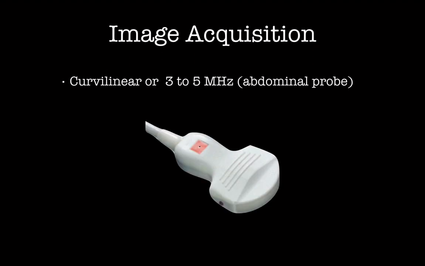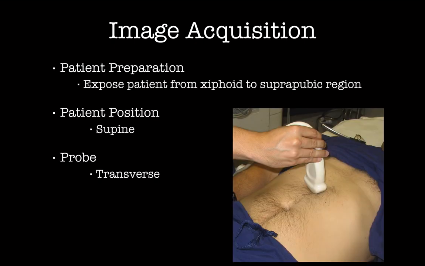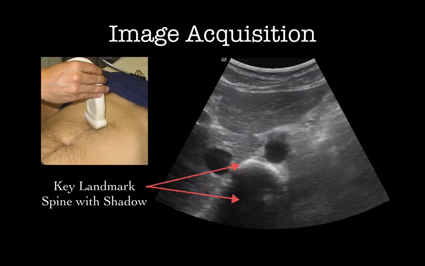So let's talk about image acquisition very quickly. The thing I want you to remember is that you can use a wide variety of probes for this, but it needs to be the low frequency, either abdominal probe or the phased array probe that we use for the heart. And that we're going to image the aorta in a cross section. So our transducer is going to be across the body. And the first thing we look for is the spine. We always look for the spine first.